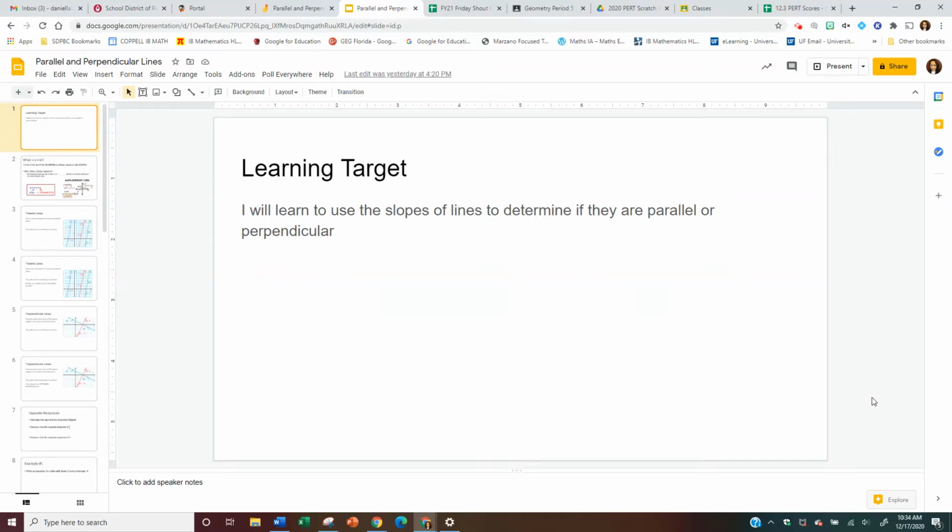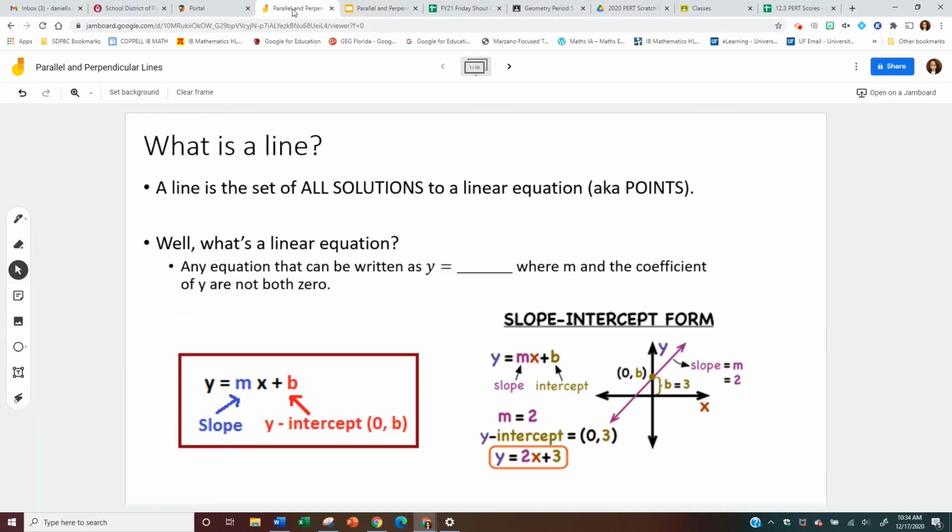Hi everyone. Today's lesson is a little bit involved with the number of things that we're going to do. And so we are going to learn to use the slope of lines, which we covered in the previous class, to determine if lines are parallel or perpendicular, or sometimes neither, depending on what it is that we got to see. So I really quickly want to talk about what is a line.